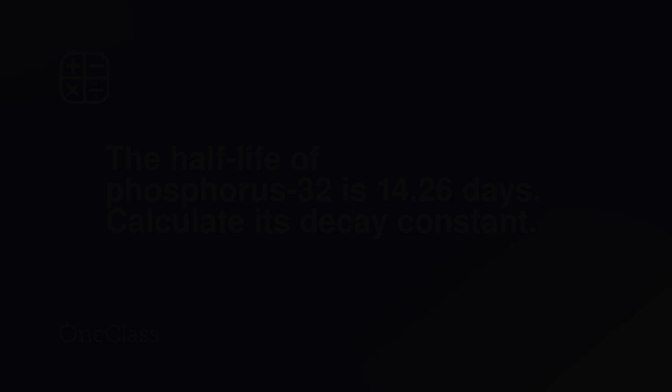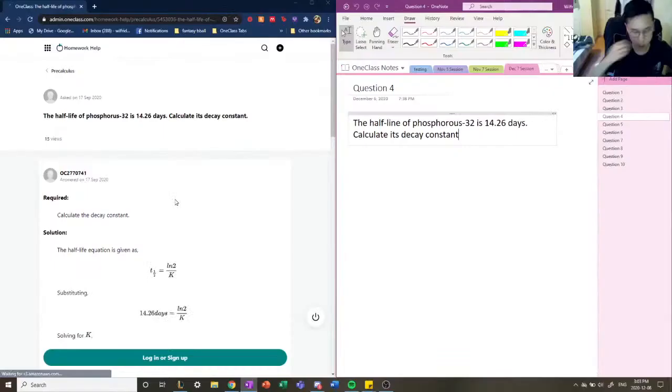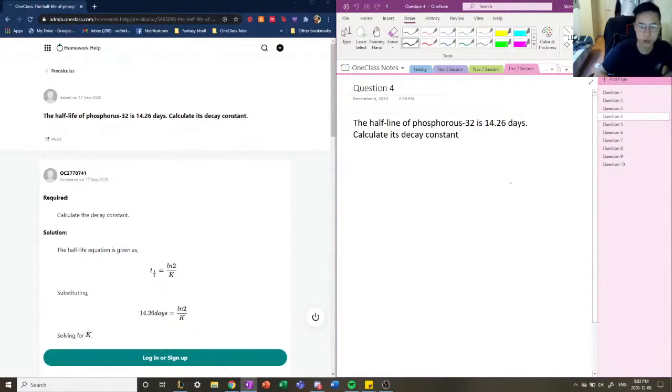All right, moving on to question number 4. The half-life of phosphorus-32 is 14.26 days. Calculate its decay constant. When we're talking about half-life, we're talking about the decay of a certain material. So I spelled half-life wrong.